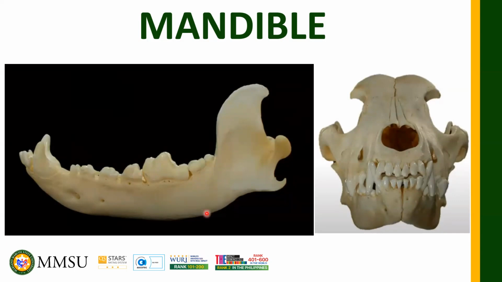Okay? Then aside from that one, it is also for phonation or the voice production. So the movement of the mandible in conjunction with the accessory organs in the mouth, we have the tongue, the lips, and other oral structures, they are essential now for the speech and vocalization ng mga farm animals natin. Okay?